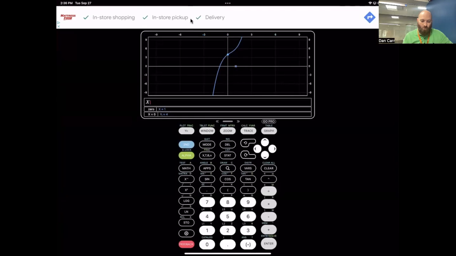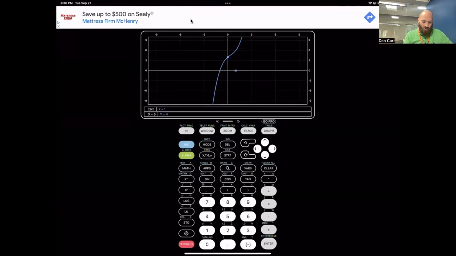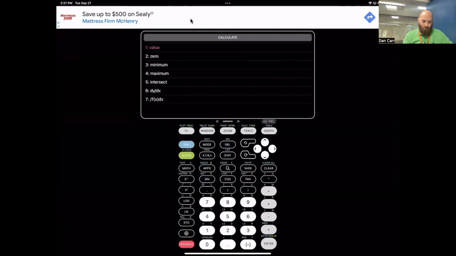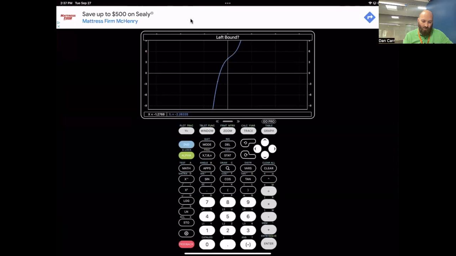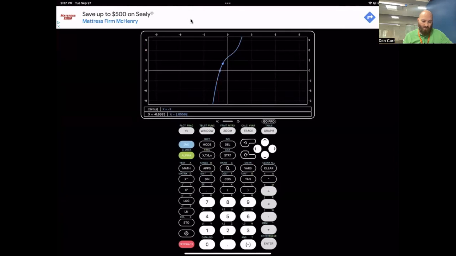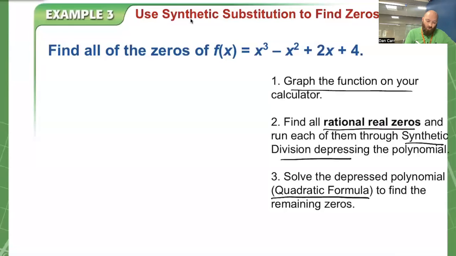We can see pretty much where it is. We only have one real zero, so that's what we're looking for. I'm going to do my calculate option. So second calc, go to number 2 for my zero. Left bound is down here, as long as I'm on the left side, hit enter. Go to the right side of it, hit enter. And it looks like I got it at -1. So we know that -1 is a factor. I found my real rational zero, x equals -1, which means I'm going to start by doing my synthetic division now.